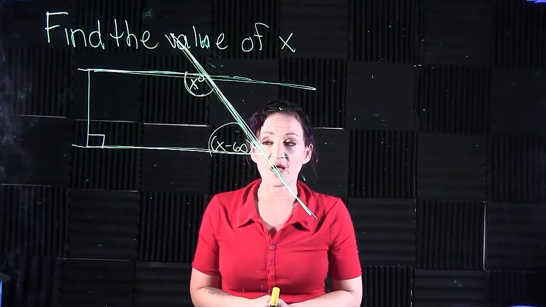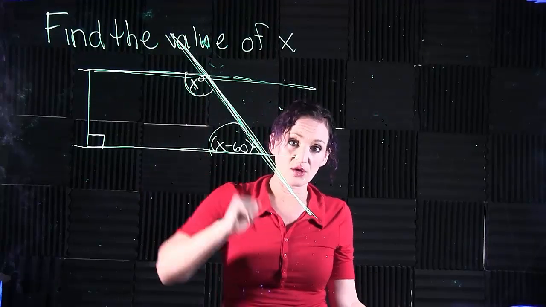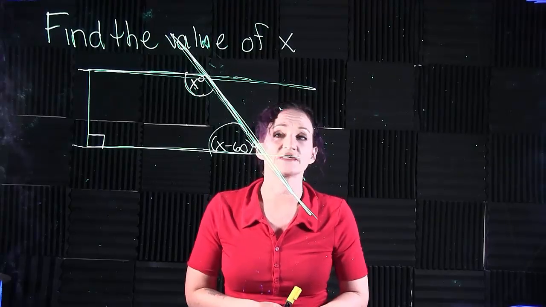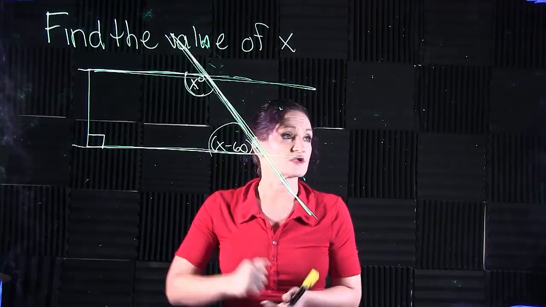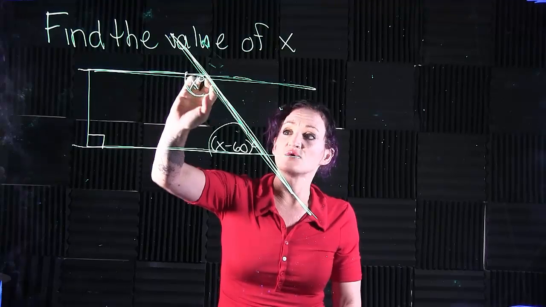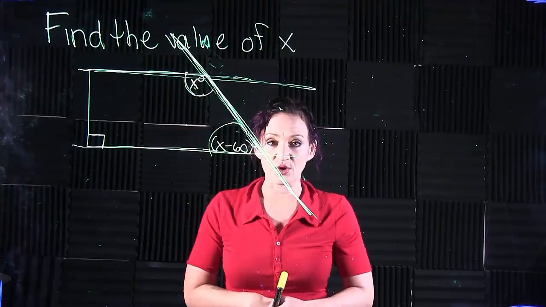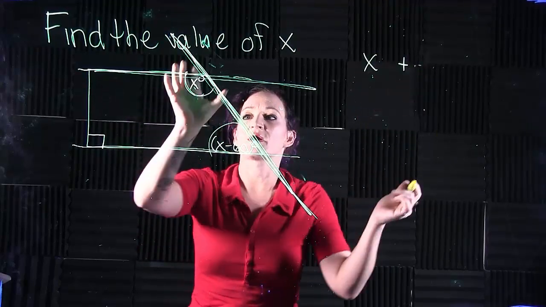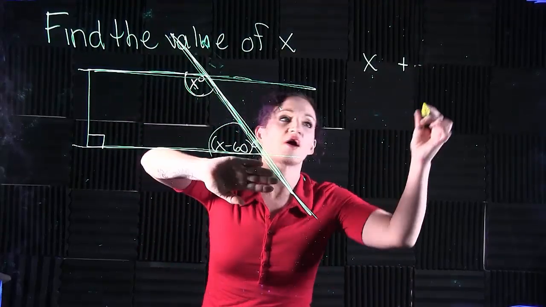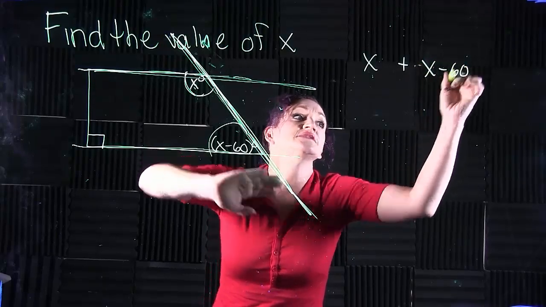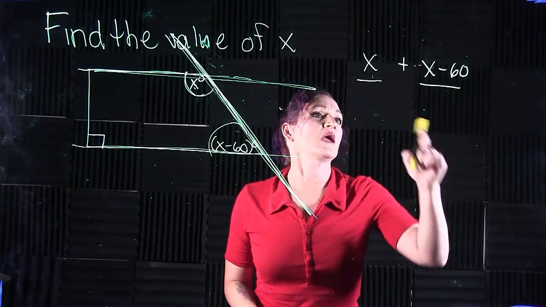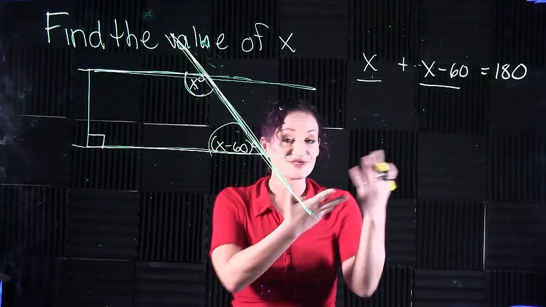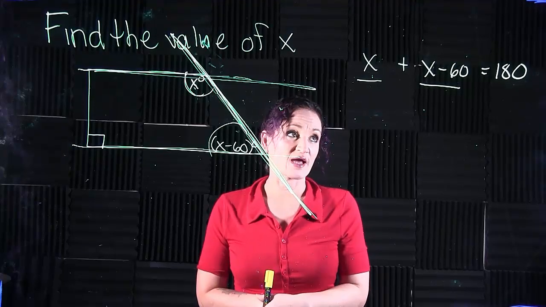What we know about that is that same side interior angles are supplementary angles, which means that they add up to 180 degrees. That's really all we need to know in order to solve this problem. This inside angle plus this inside angle is going to equal 180 degrees. So we take our first angle x, plus our second angle, x minus 60, add them up, and set them equal to 180 degrees. Then we solve this equation to figure out what x is.